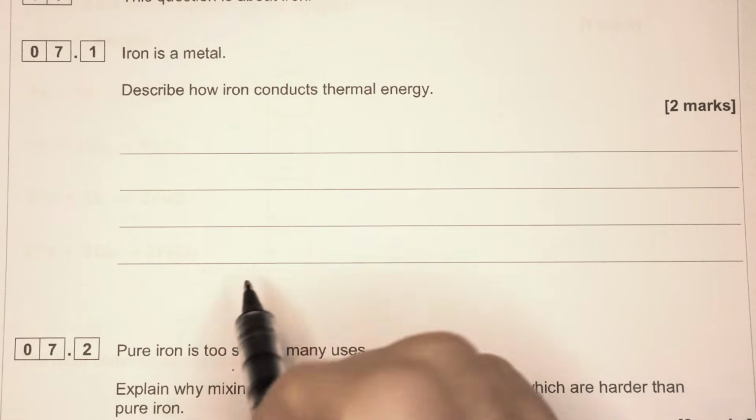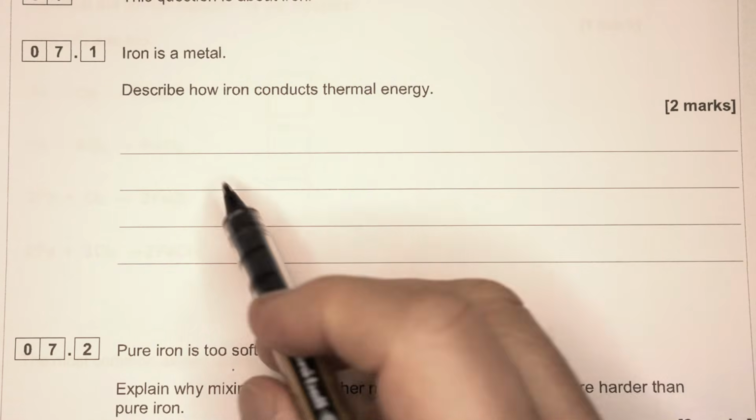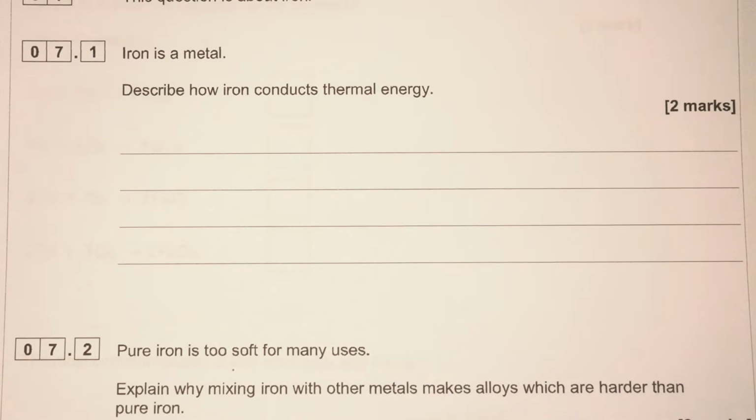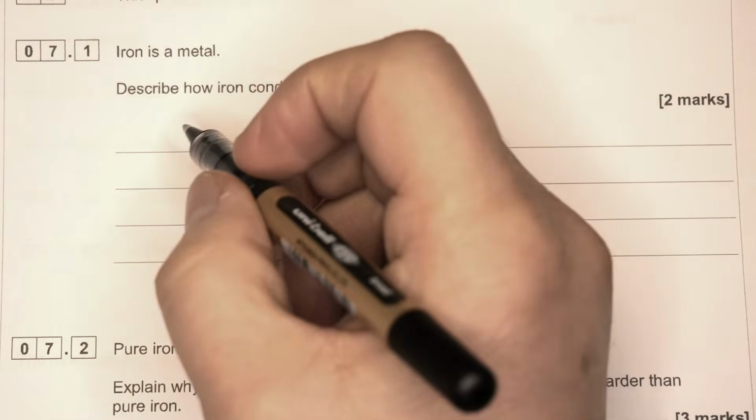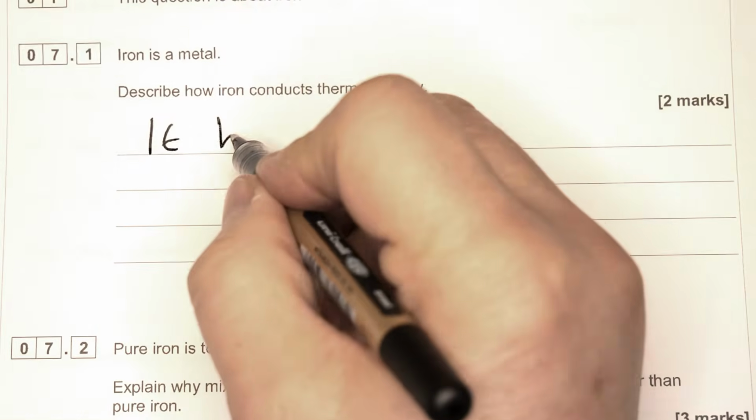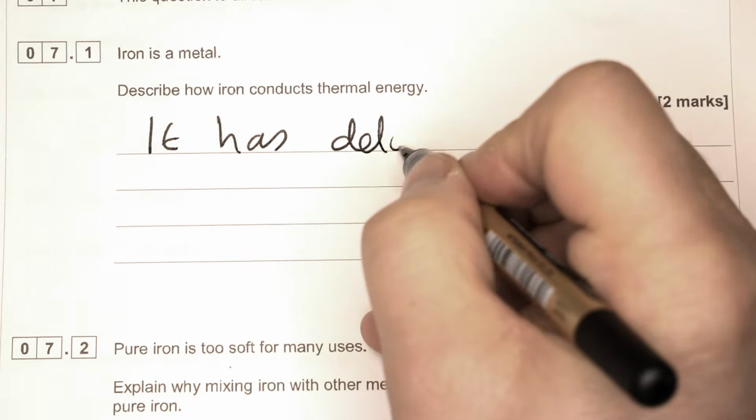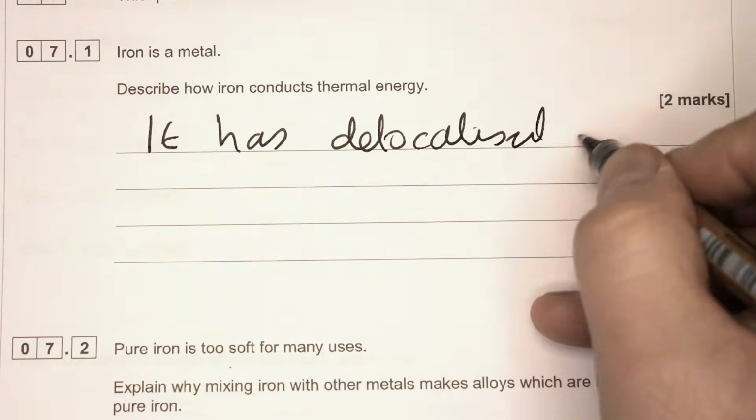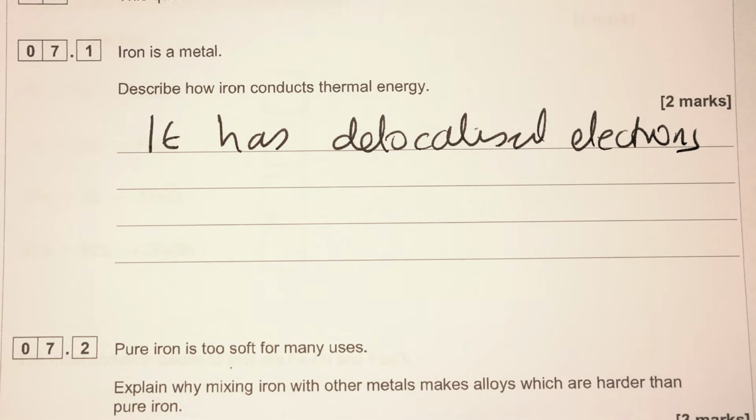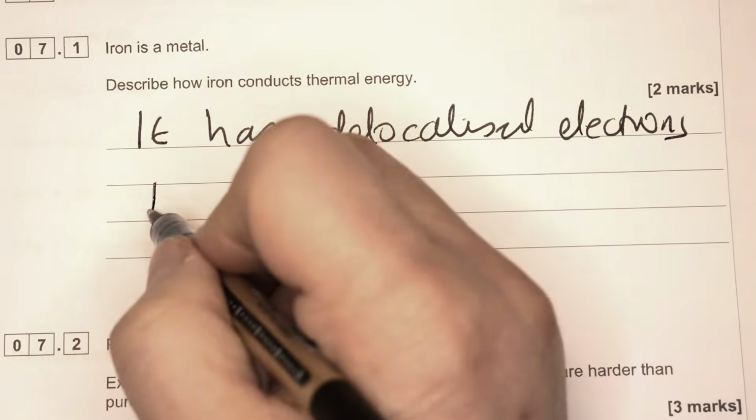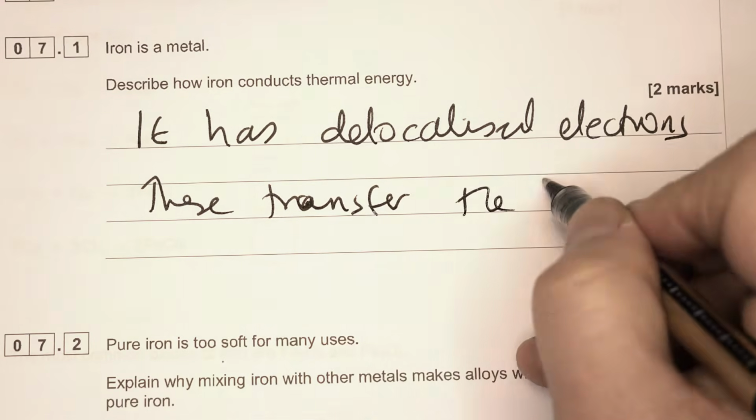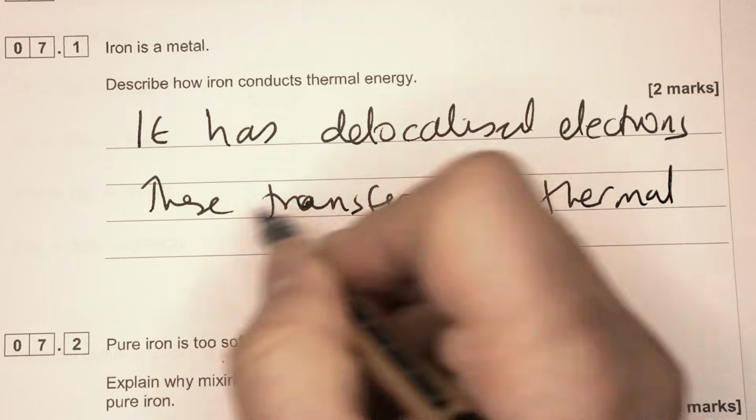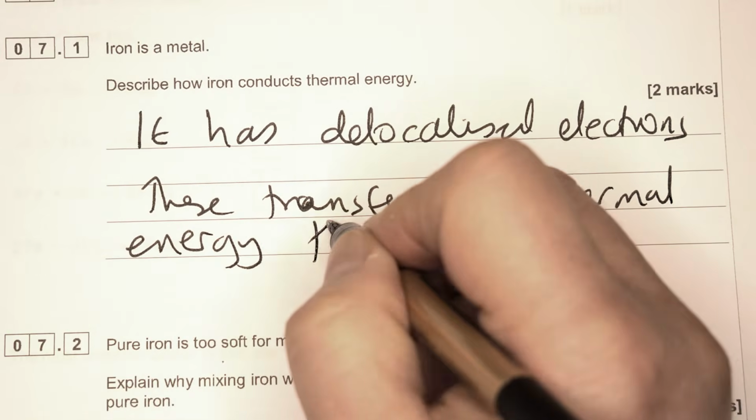This question is about iron. Iron is a metal. Describe how iron conducts thermal energy. Well, first of all, we need to mention those delocalized electrons. So we say it has delocalized electrons, and it's those that transfer the thermal energy through the whole structure. These transfer the thermal energy through the whole structure.